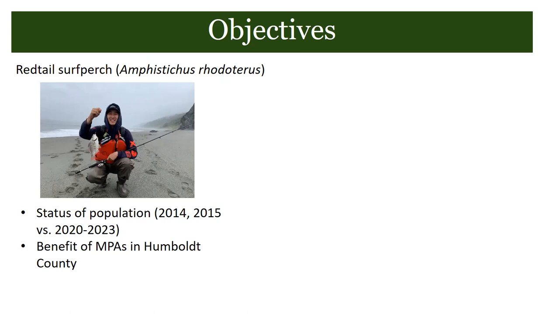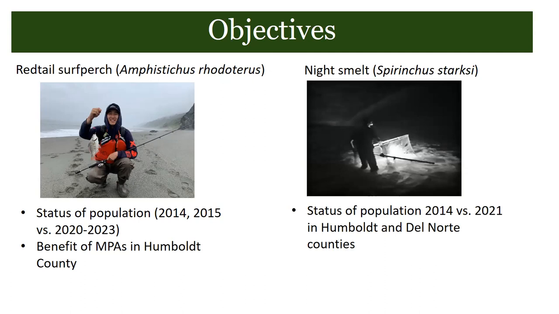In night smelt, we only have data from 2014 and 2021, but we have a wider number of sites in Humboldt and in Del Norte County, which is the one that's right below Oregon, the state of Oregon. And basically what we are doing in these two projects is that we are comparing catch per unit effort, fish total length, weight, age, and sex ratio.